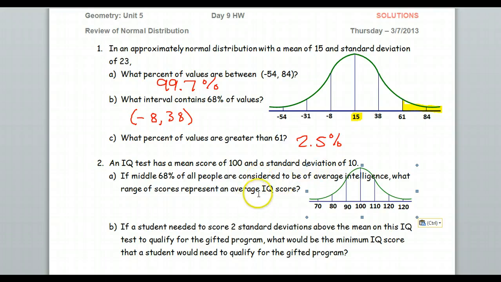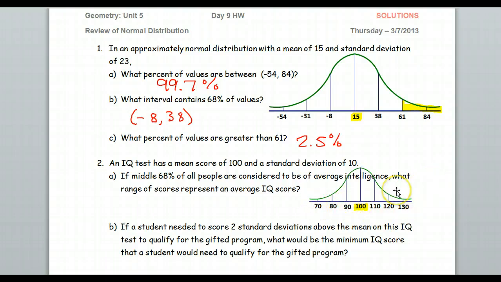Just like I did last time, the mean score is 100, so that's why I put 100 right here in the middle, because that's the mean. Standard deviation was 10, so I went up by 10, 10, 20. Whoa, that should be 130. That ain't cool. All right, 110, 120, 130. Messed up. And then I went down by 10: 90, 80, 70.